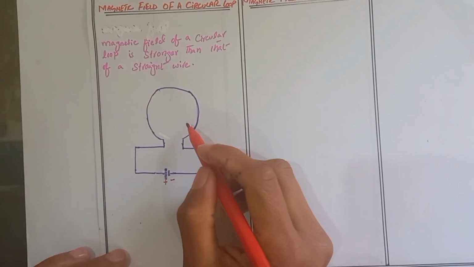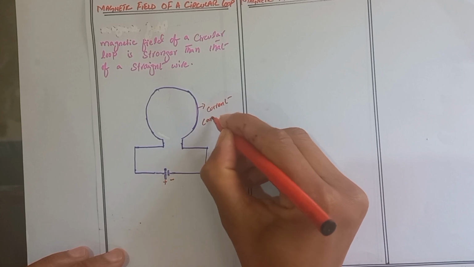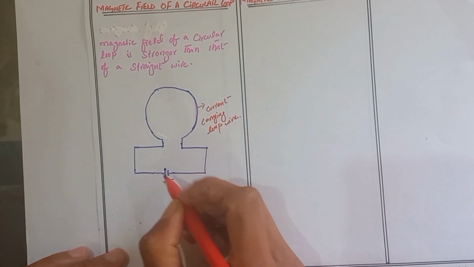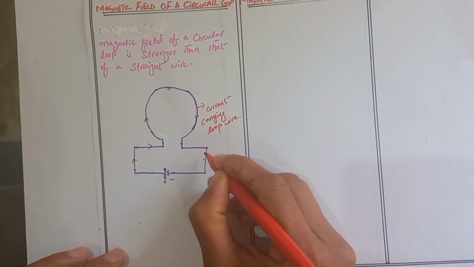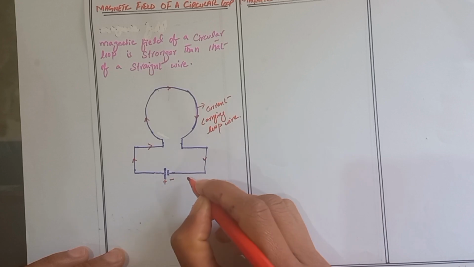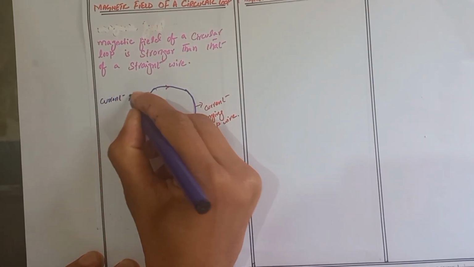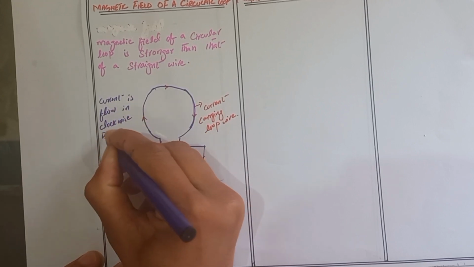To understand the magnetic field of a circular loop, here we take a current carrying loop wire. We connect it with the battery and current is flowing through it in clockwise direction. So here in a coil, current is flowing in clockwise direction.